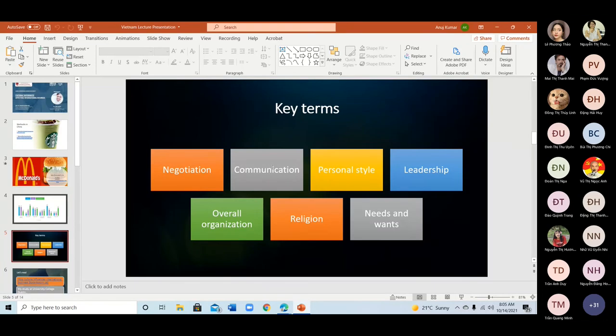Then you have a personal personality style. In certain countries, people are very direct in speaking, passing their remarks and judgments and all. But in other countries, not. I'll show you that. For that also, there is a model, Hall's model. I'll show it to you in the coming slides.